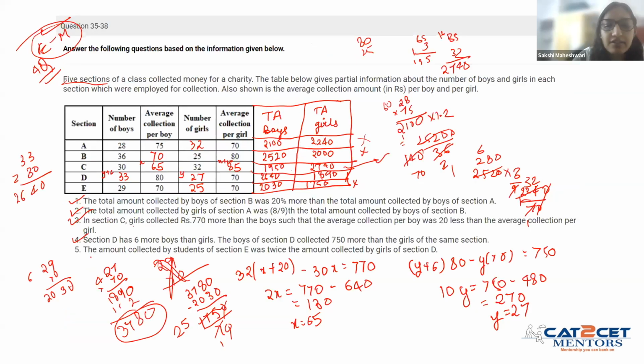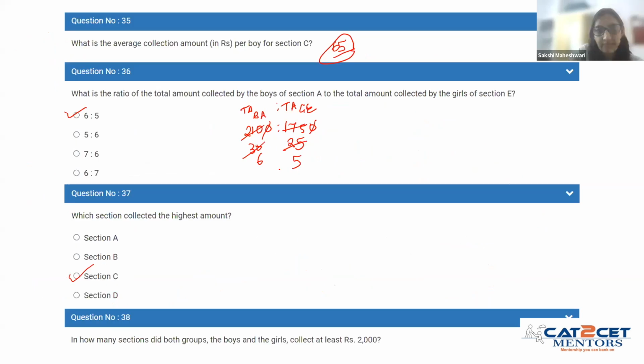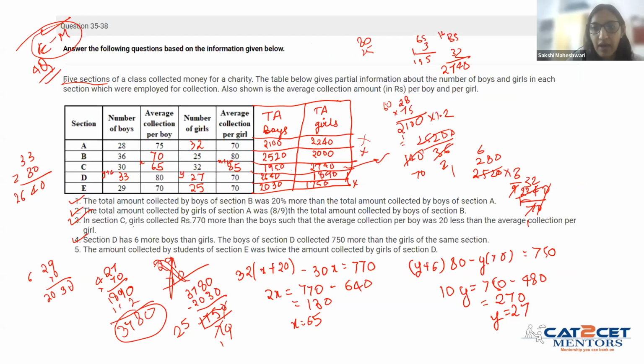You don't need to calculate the actual values. You can just compare and see. You don't need to find the highest amount per se. So just compare and find the answers. That has to be your strategy, and you have to save time.